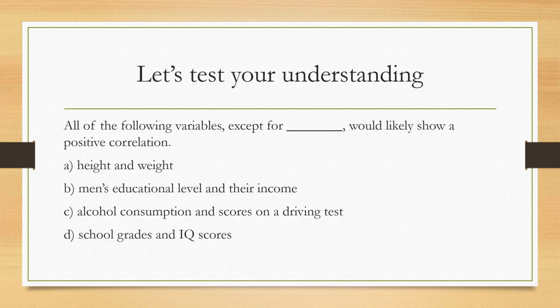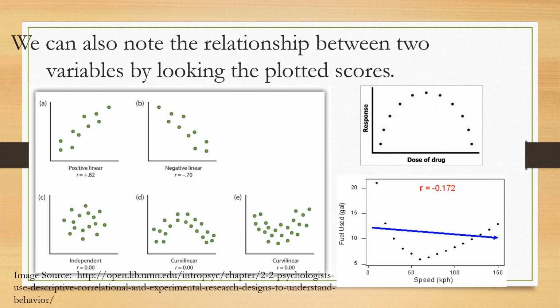So let's test your understanding. All of the following variables except for blank would likely show a positive correlation: height and weight, men's educational level and their income, alcohol consumption and scores on a driving test, or school grades and IQ scores. If you chose C, alcohol consumption and scores on a driving test, you were correct. This is because as alcohol consumption goes up, scores on a driving test would tend to go down.